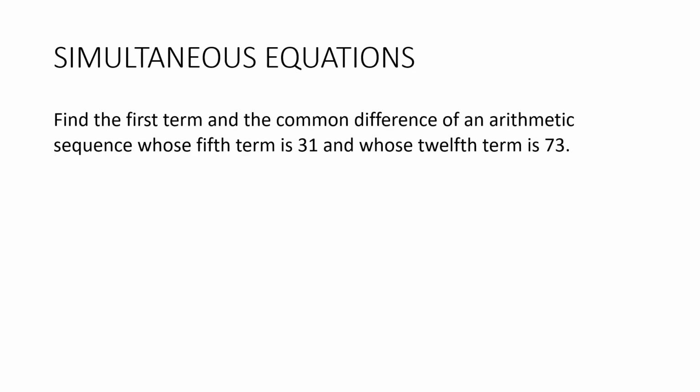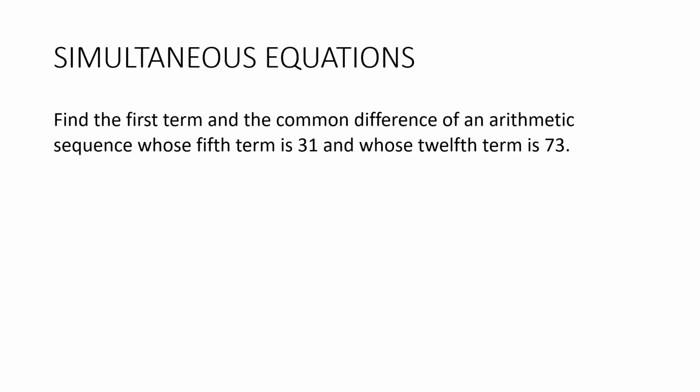All right, last bit for this video. Very often they ask questions that will involve simultaneous equations. Here's an example. Find the first term and the common difference of an arithmetic sequence whose 5th term is 31 and whose 12th term is 73.